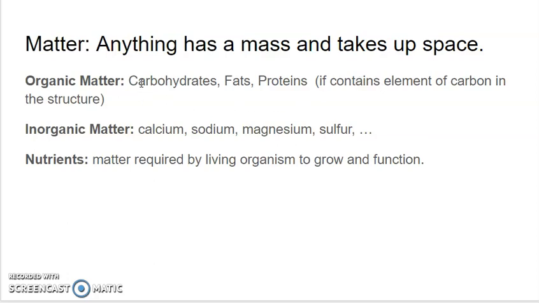Carbohydrates, fats, and proteins are all organic matter. Inorganic matter, for the nutrients part, for the biological part, are calcium, sodium, magnesium, sulfur, which don't contain any carbon in them. And nutrients are matter required by living organisms to grow and function.